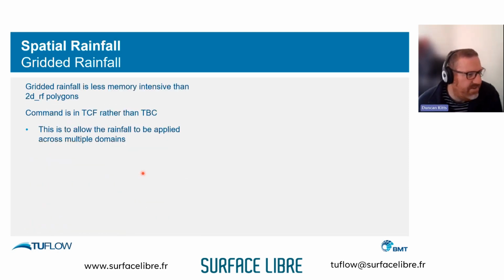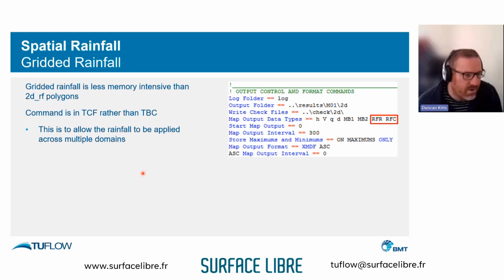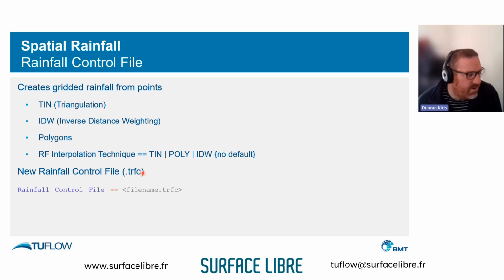Gridded rainfall is less memory intensive, so that's why it's quite commonly used. And the command is always within the TCF rather than the TUFLOW boundary control file, the TBC, and that allows rainfall to be applied across multiple domains. Less important for TUFLOW HPC models, but it was pretty important for TUFLOW Classic models.